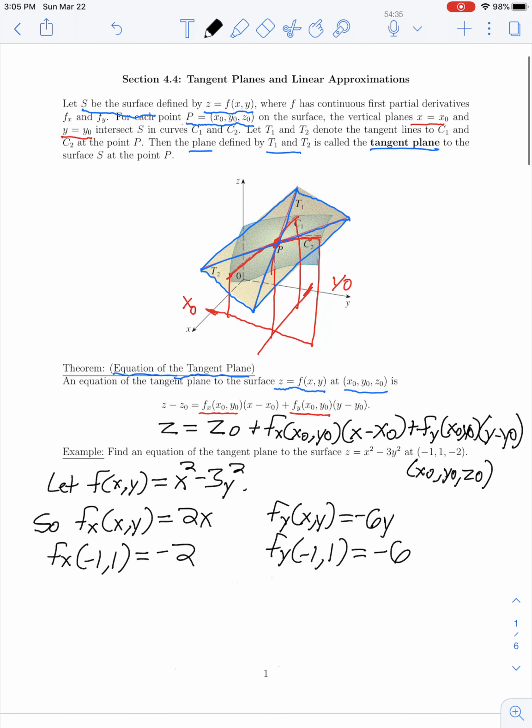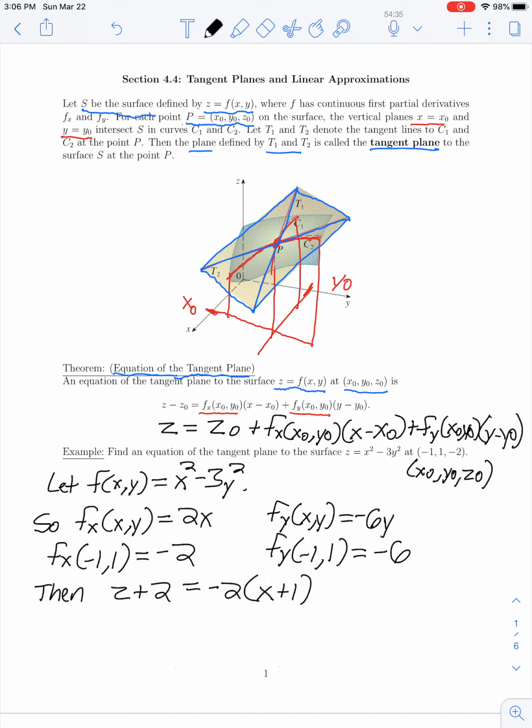So now we're ready to make use of our theorem to find our equation. The equation of this tangent plane is given by z minus z naught, which was negative 2. So we have z plus 2 is equal to our partial derivative of f with respect to x, which we found to be negative 2, times x minus x naught, which was negative 1. So we have x plus 1.